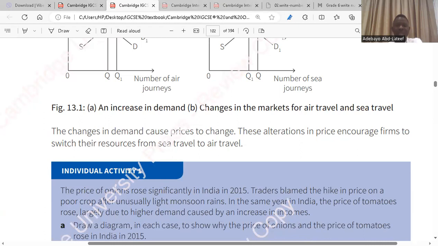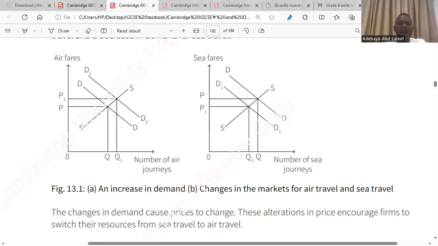So an increase in demand, B, changes in the market of air travel and sea travel. The changes in demand cause price to change. This alteration in price encourages firms to switch their resources from sea travel to air travel. Now, we talked about factors that determine the price elasticity of supply. Yes or no? We talked about the time at which it is easy to switch from producing product A to producing product B. If product B is easy to switch to, because product B is expensive now, the price of product B is increasing. So the ability to switch from one product to another will determine if the supply for the product is elastic or inelastic.